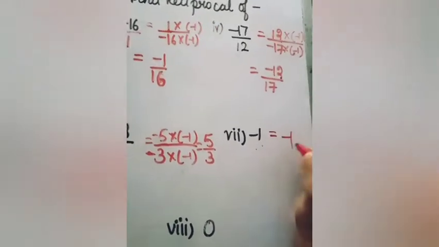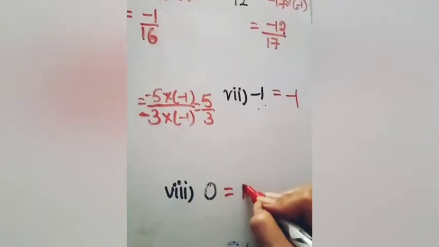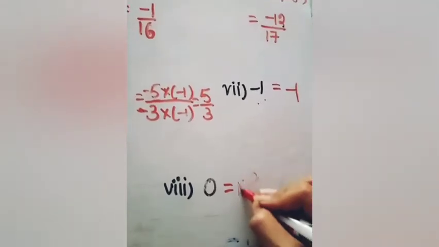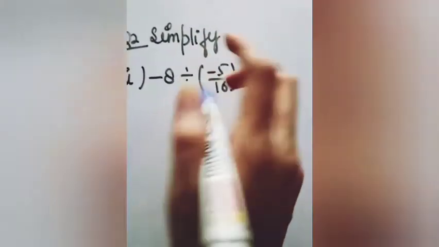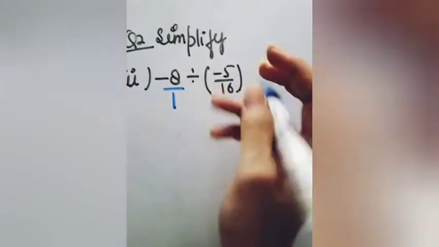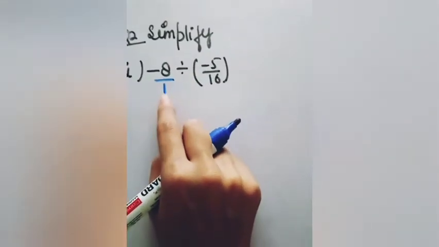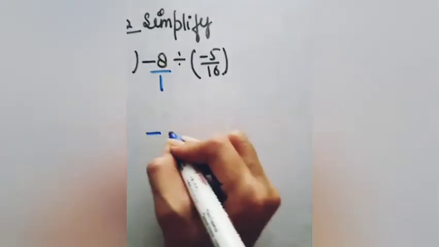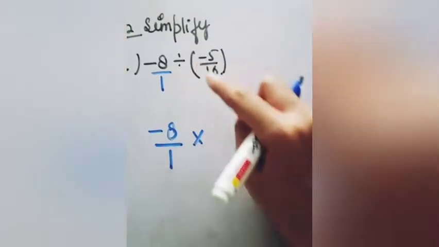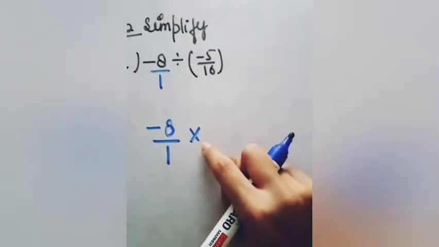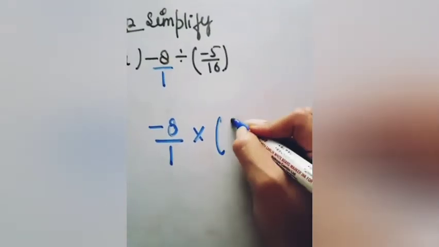Reciprocal of -1 is -1 and reciprocal of 0 does not exist. Now see, student, exercise 4F question number 2. We have to multiply it. There is no denominator, so we will put 1. Now first, instead of the division sign we will put the multiplication sign and take the reciprocal.